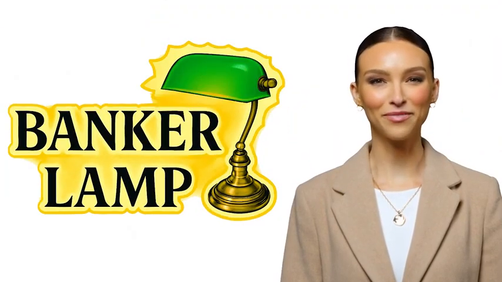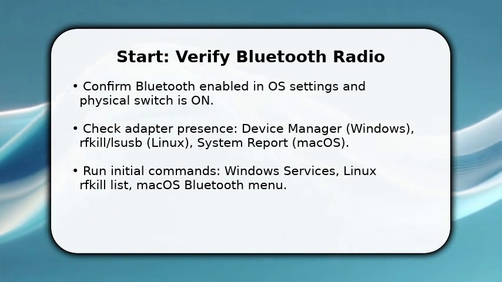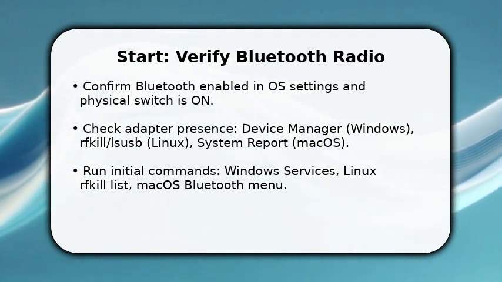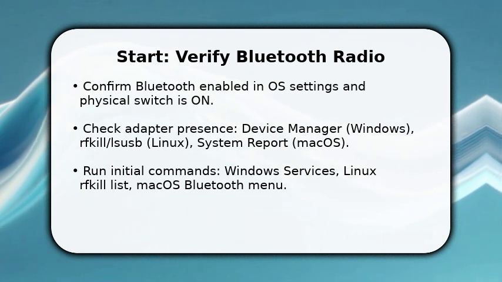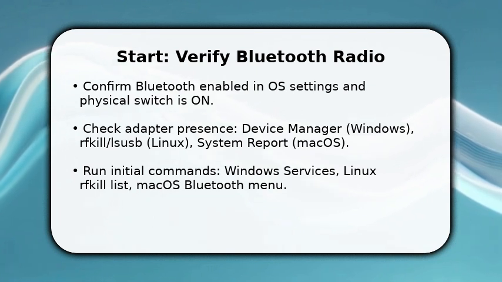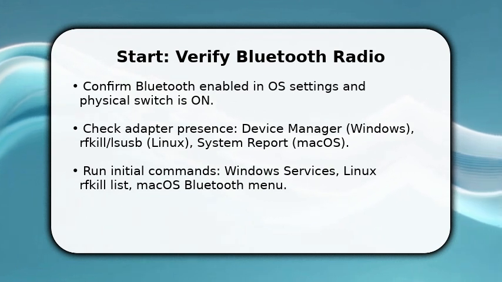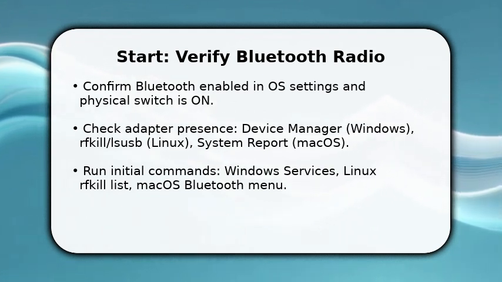Please enjoy the video. You begin by confirming the radio exists and is allowed to run. On Windows, open Device Manager and Settings, Bluetooth and Devices. On Linux, run rfkill list and lsusb to spot the adapter. On macOS, check System Report, Bluetooth. Once done, make sure any physical switch or airplane mode isn't blocking radio power.